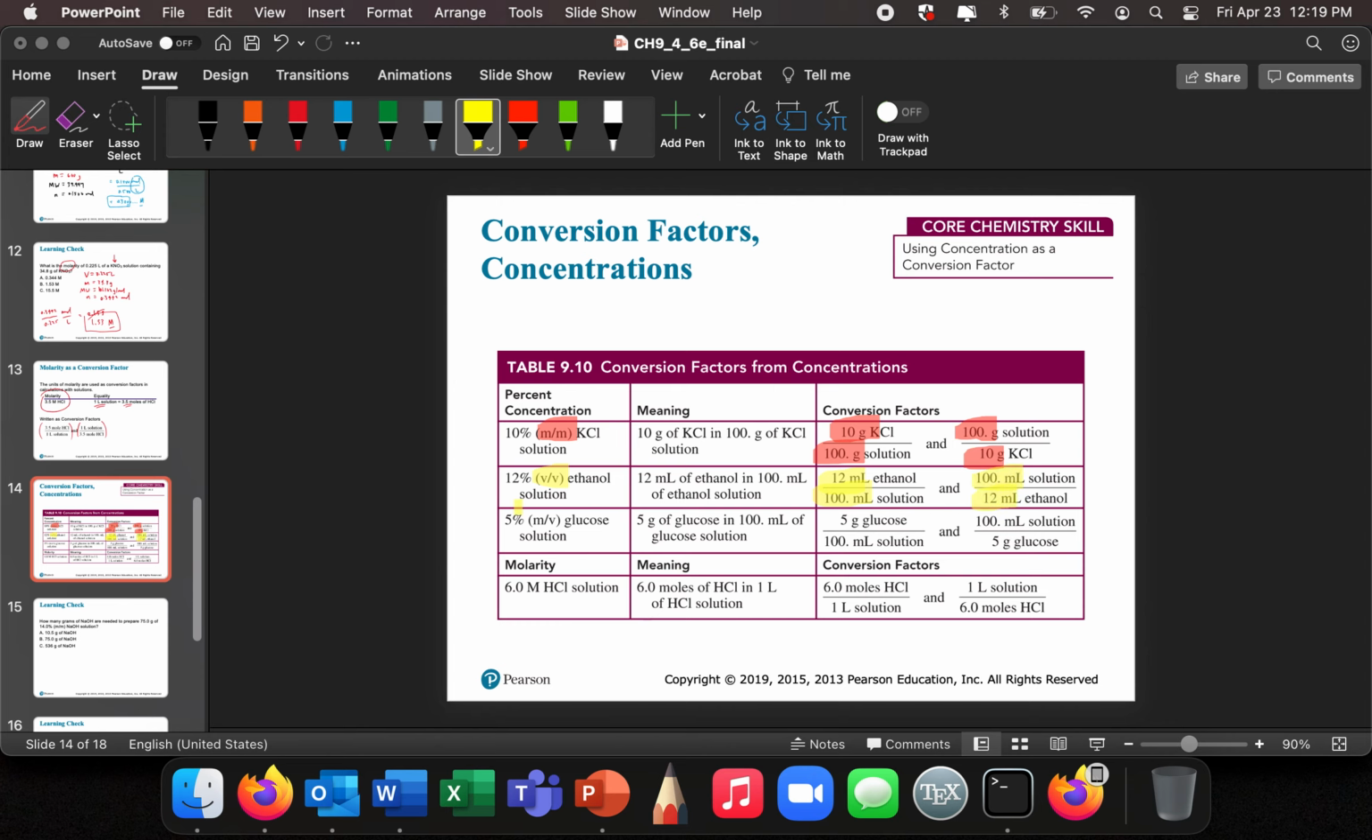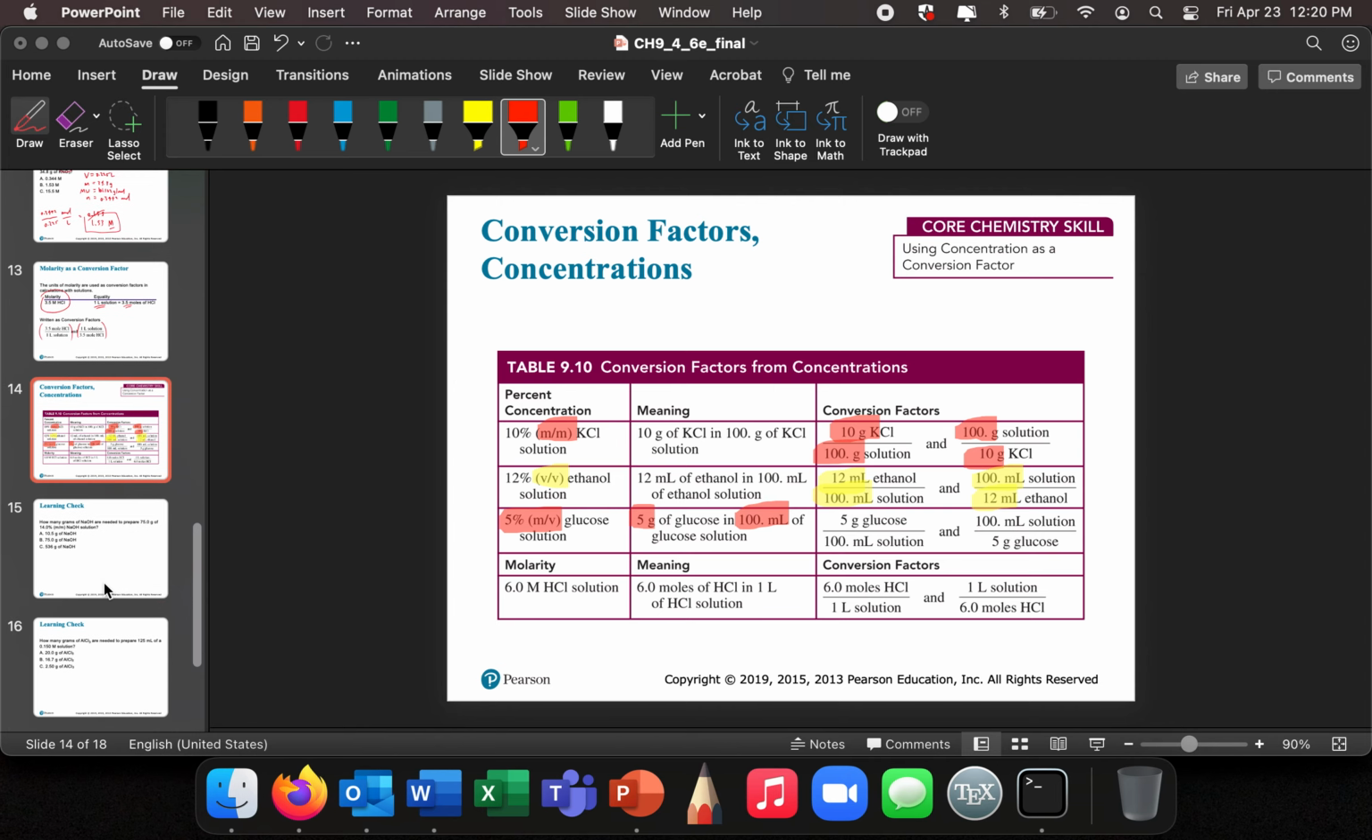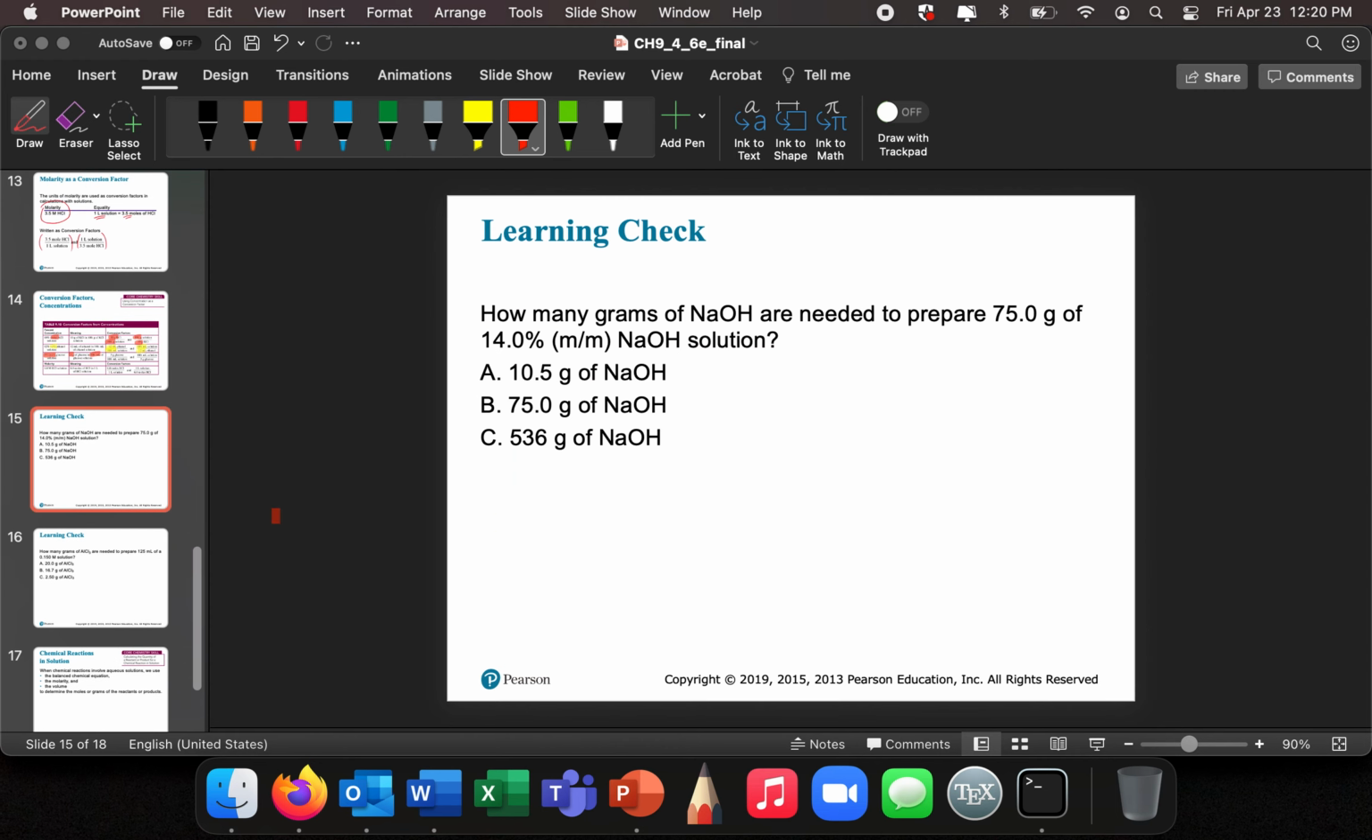These are decent conversion factors, and we can make up our own conversion factors from any of the units that we get because we're always given what those things actually are. 5% in a mass per volume is going to be grams per mL, right? And we can do the same thing for molarity. All right, so let's do a couple learning checks here. Pause the video, have a look at this, and come back and check your work against mine.